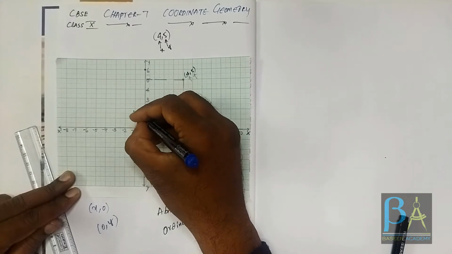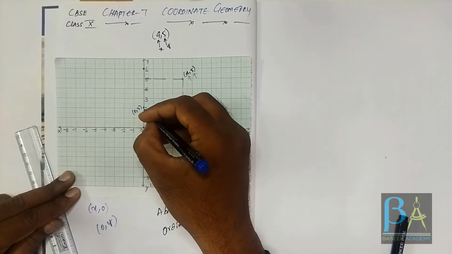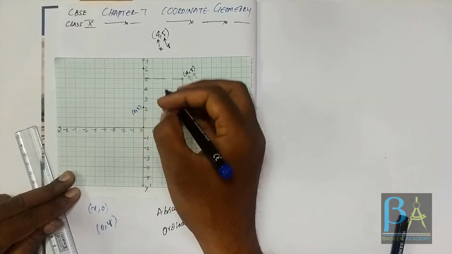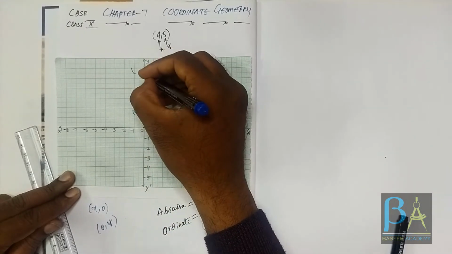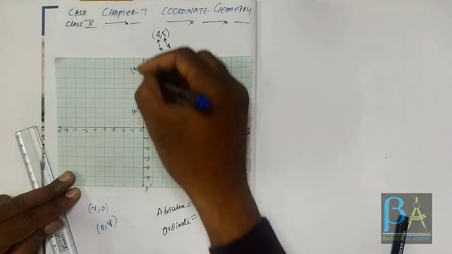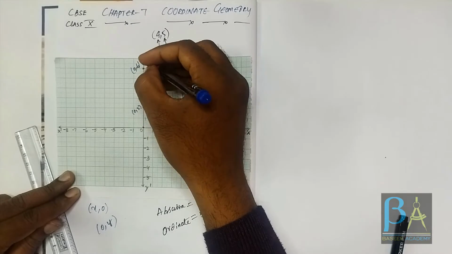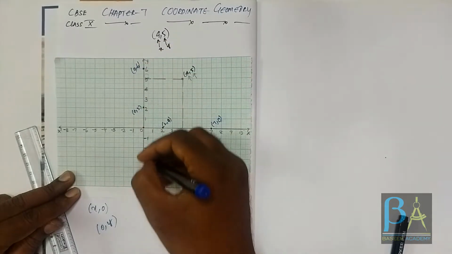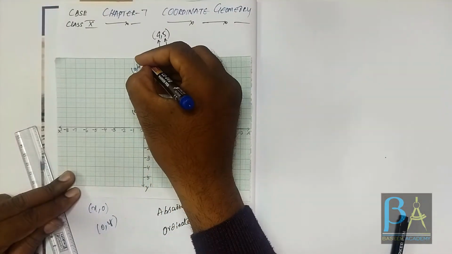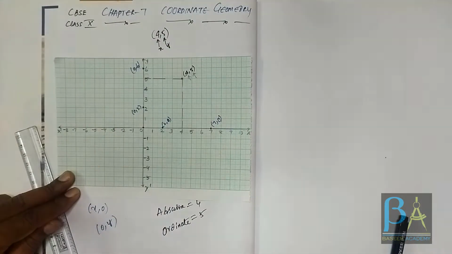This point is (0, 2), because the x coordinate is 0 and the y coordinate is 2. And what would be this point? The x coordinate is 0 and the y coordinate is 6. So you can see for yourself, any point on the y-axis is of the form (0, y). So on the y-axis, the x coordinate is 0.